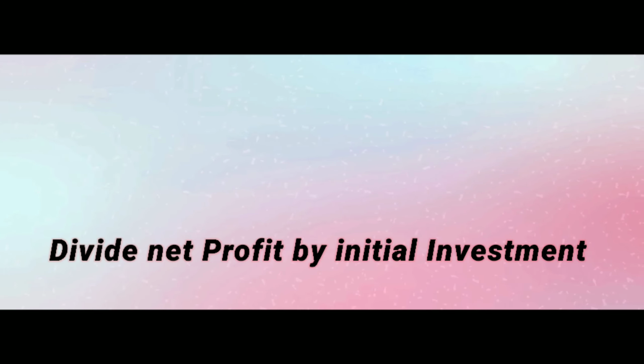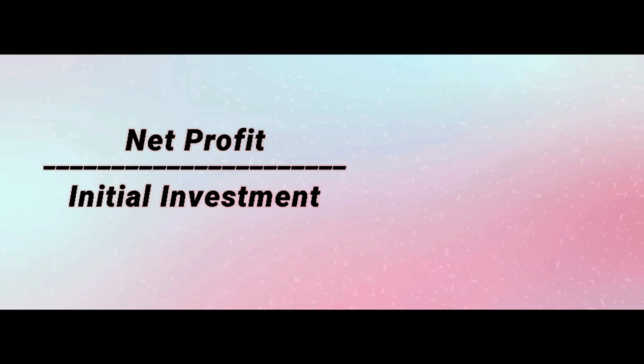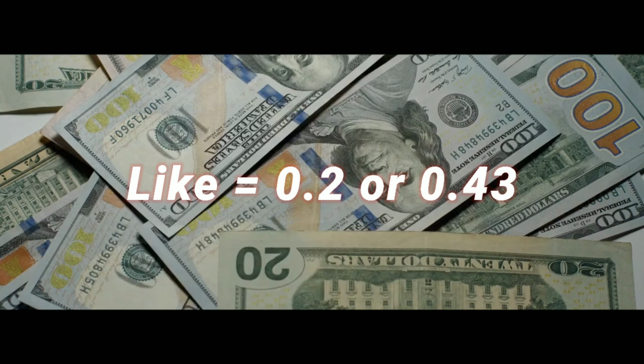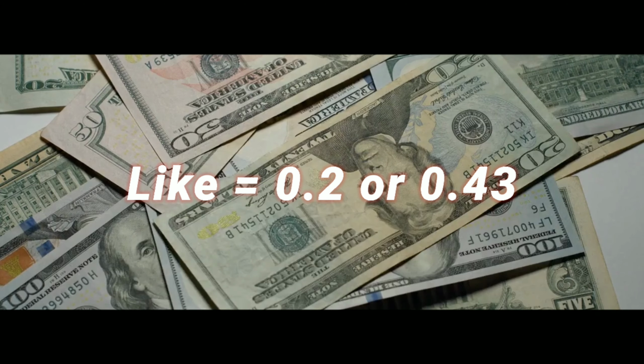Step 3. Divide net profit by initial investment. Once you have the net profit, divide it by the initial investment. This will give you a decimal value representing the return earned on the investment.